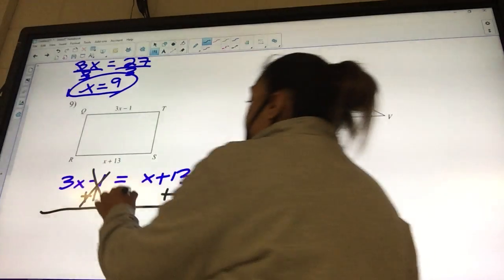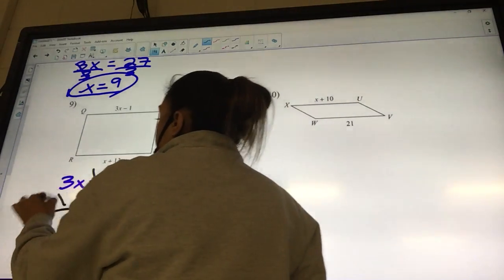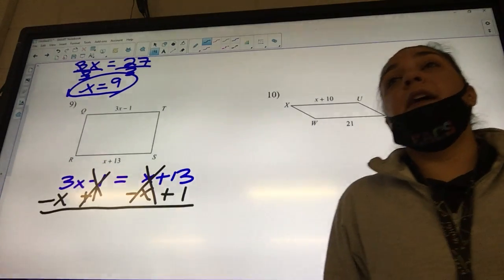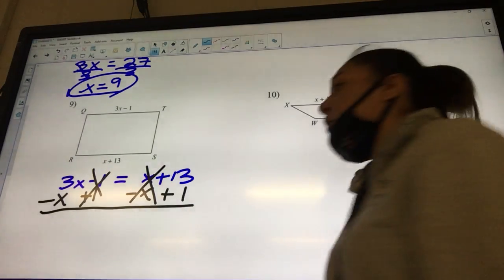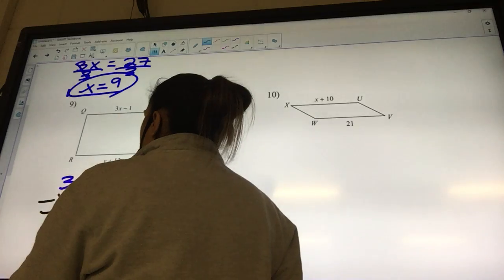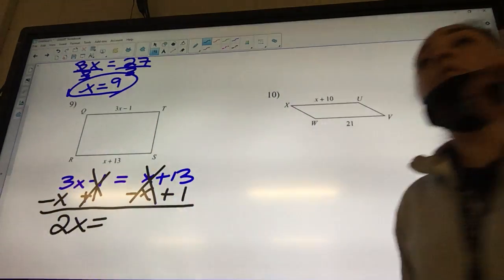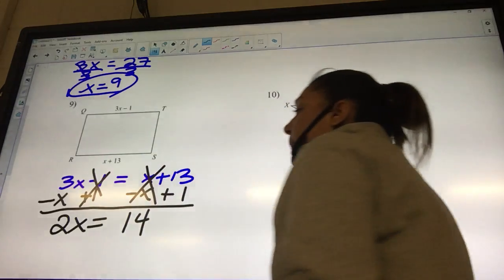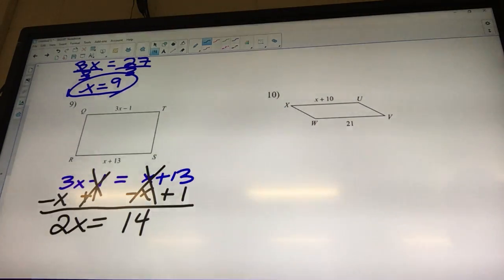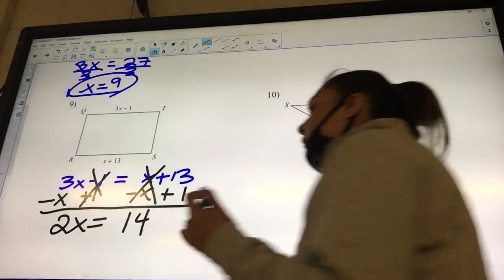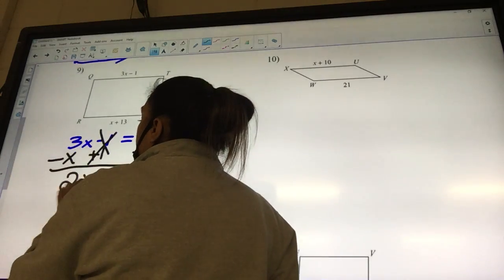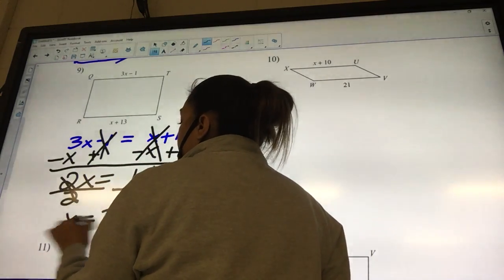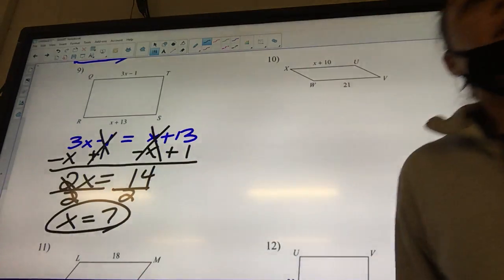So I'm going to say minus x on both sides. So on the left side, I have 3x minus 1x, 2x. And then I have an equals, and then I have 13 plus 1, 14. So my equation looks like 2x equals 14. Divide. X equals 7. Okay, so they're not much different. They're a tiny little baby bit harder.